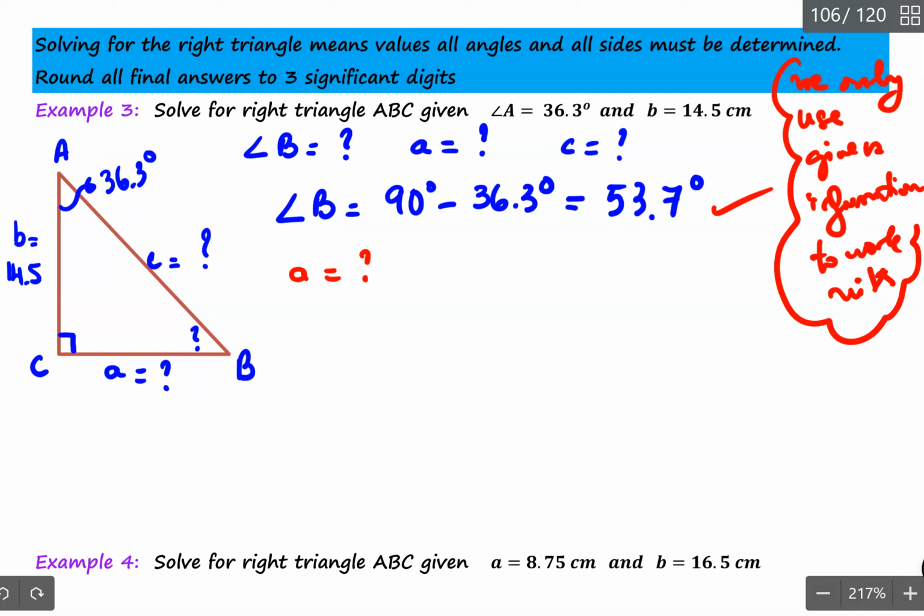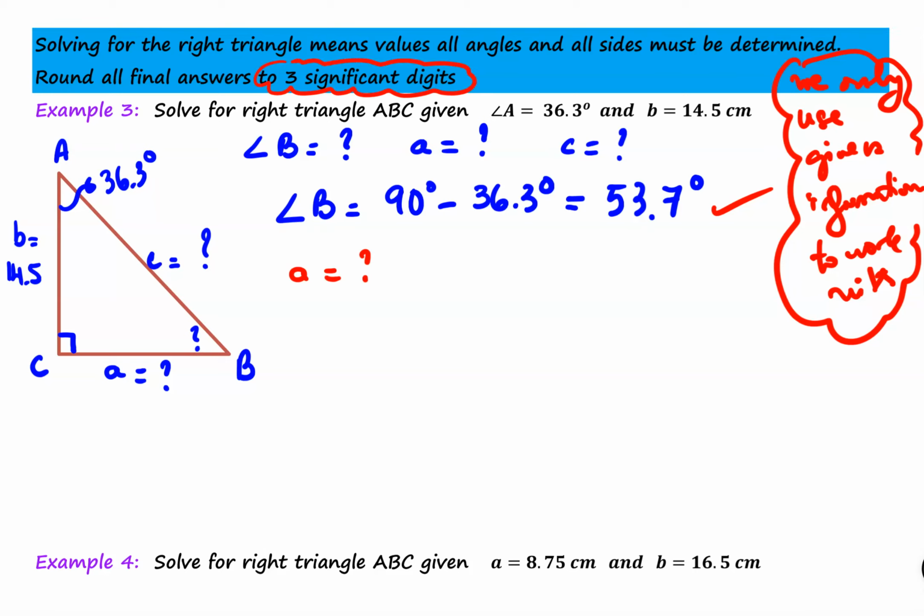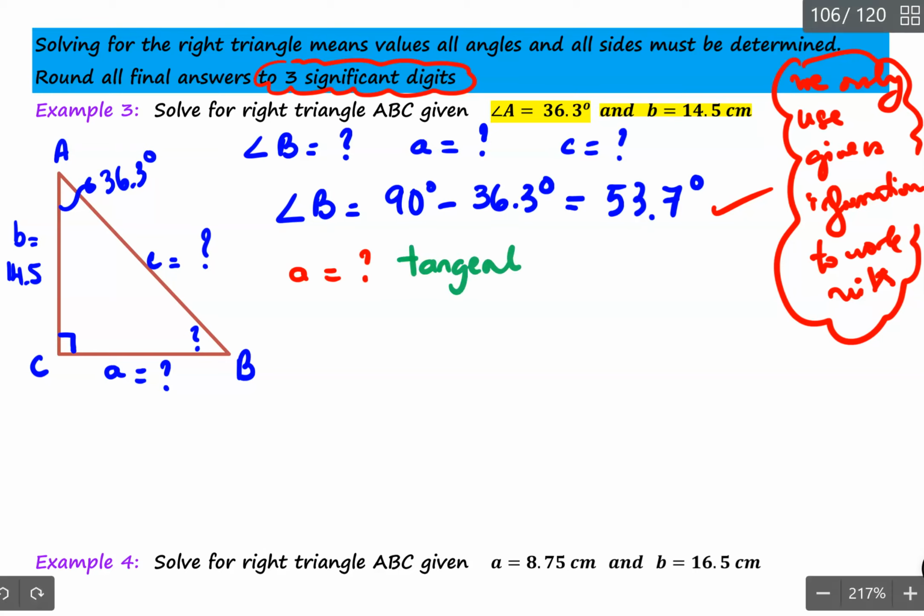The reason I mention this is because the question asks us to solve to 3 significant digits, to maintain the precision of our final answer. We should only work with the given information. The given information in this case is that I will always work with the angle A and the side B. Alright, so to solve for a, I am going to use tangent. And I will explain why I am using tangent.